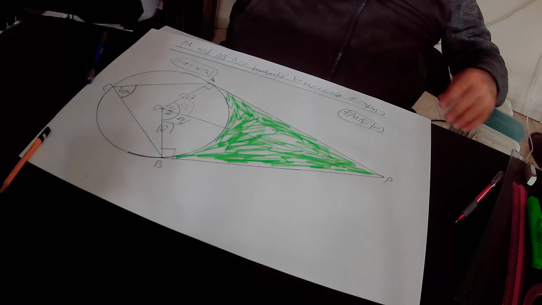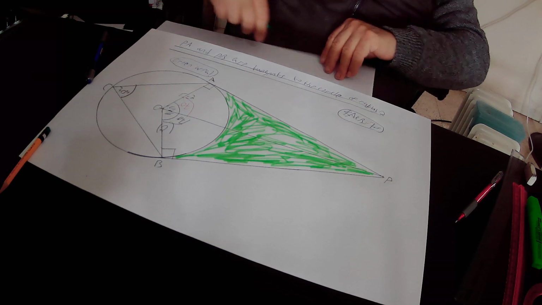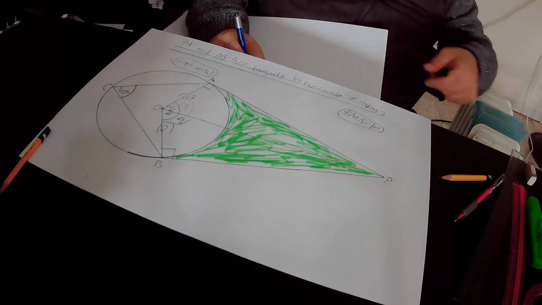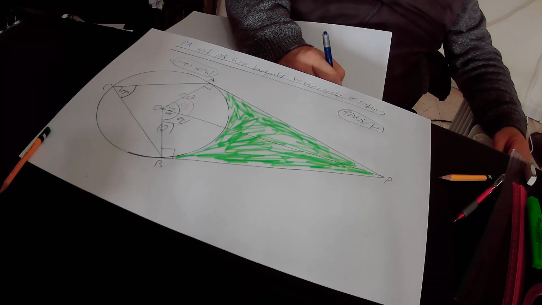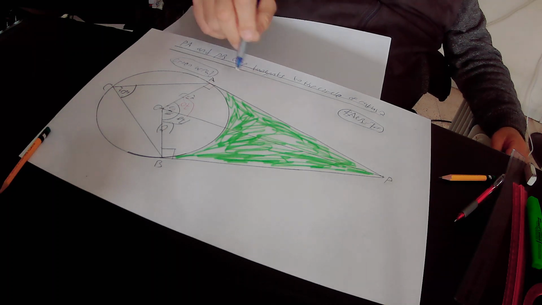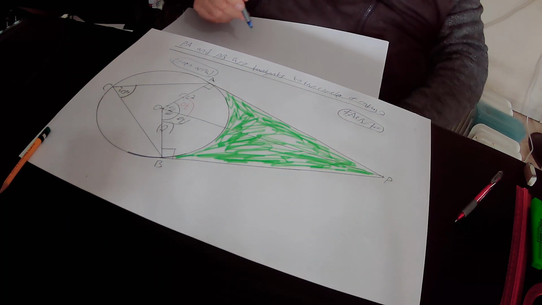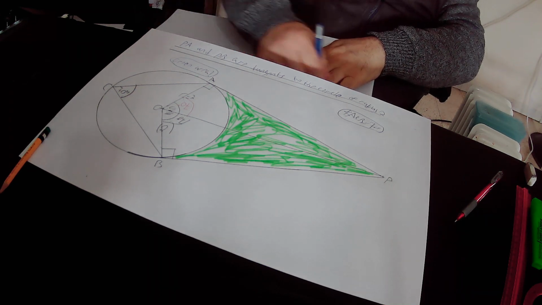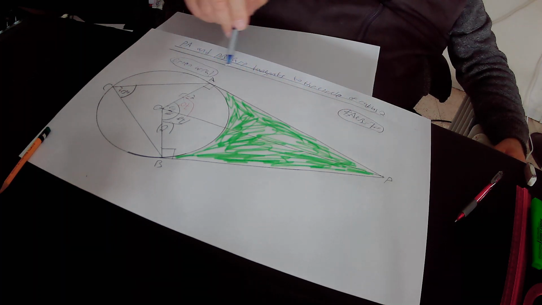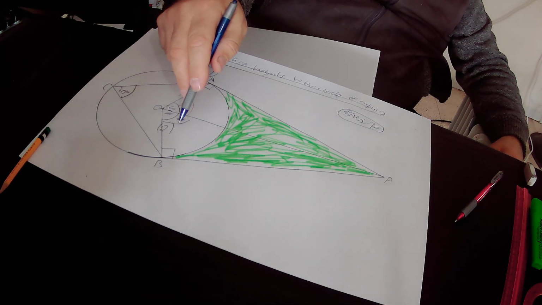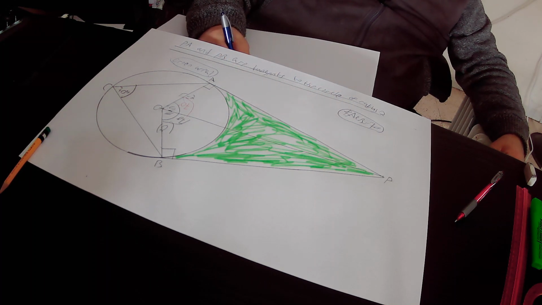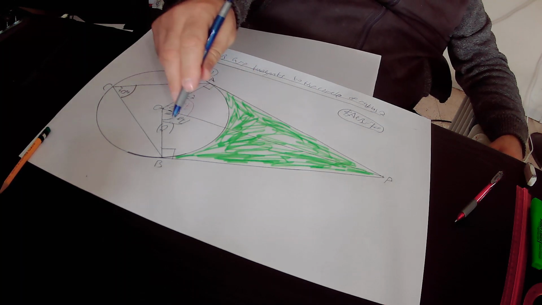Our mission is to find out the area of this green shape. So, what is the area of the green shape? From the drawing, it is very easy to see that the area of this green shape is equal to the area of this right triangle AOP plus the area of this right triangle BOP minus the area of this sector, sector AOB.